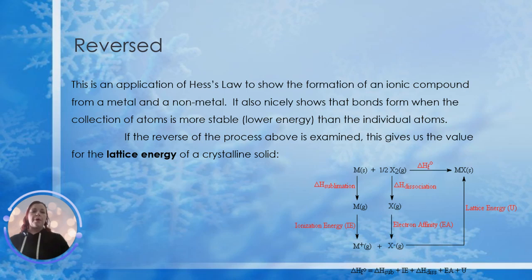So then this is an application of Hess's law to show the formation of an ionic compound from a metal and a nonmetal. It nicely shows that bonds form when the collection of atoms is more stable or has a lower energy than the individual atoms. And then if we examine the reverse of that process, that gives us a value for something called the lattice energy of a crystalline solid. So you can see that here. This is probably more complex than you're going to see on the AP exam, but if you do see one of these diagrams like this, it's really just an application of Hess's law.